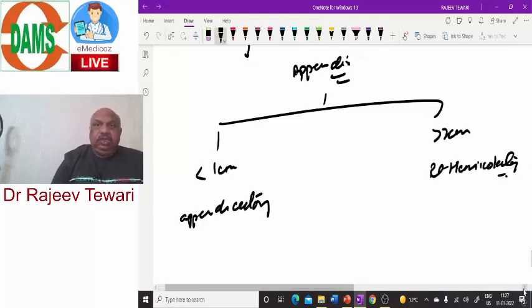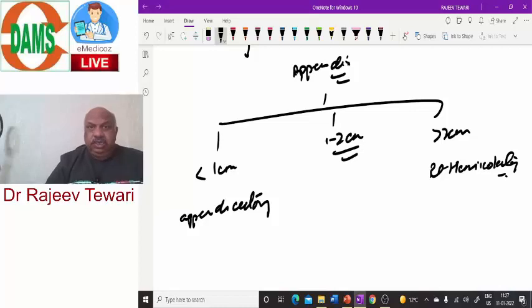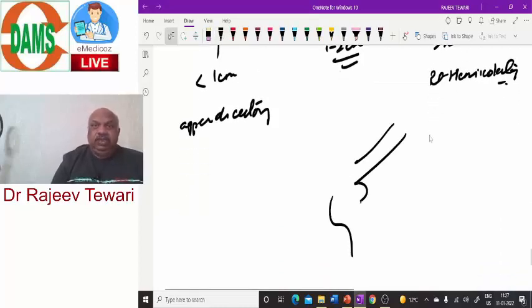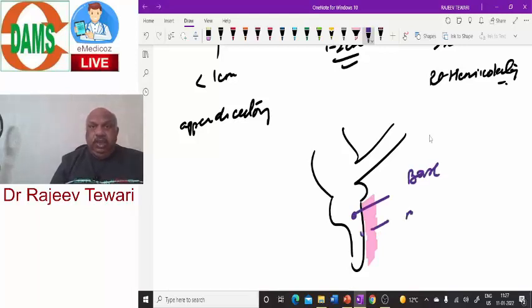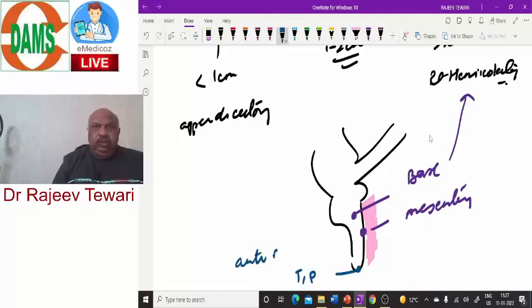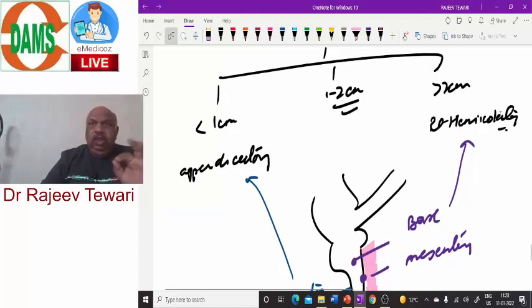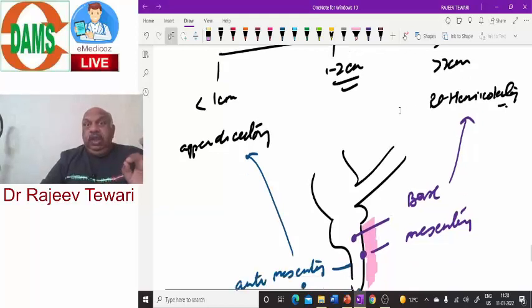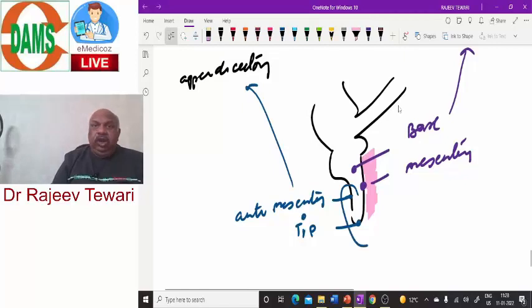But when the carcinoid is between 1 and 2 centimeter, then you see the site. If it is at the base of the appendix, more towards the cecum, like this is the mesoappendix, the pink area, within 2 centimeter of the cecum, or here towards the mesentery side, then we do right hemicolectomy. If it is at the tip or antimesenteric border, then we do appendicectomy. So carcinoid of the appendix less than 1 centimeter, benign, appendicectomy; more than 2 centimeter, right hemicolectomy. Between 1 and 2 centimeter, towards the tip or antimesenteric border, go for appendicectomy. Towards the base or mesenteric border, go for right hemicolectomy.